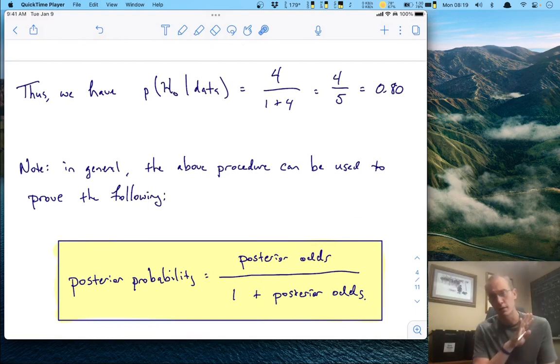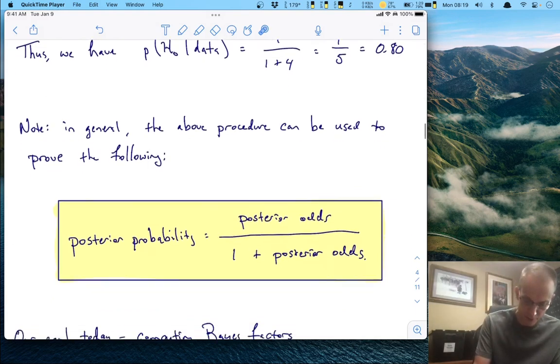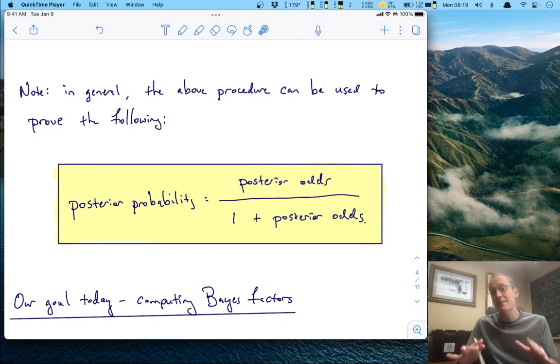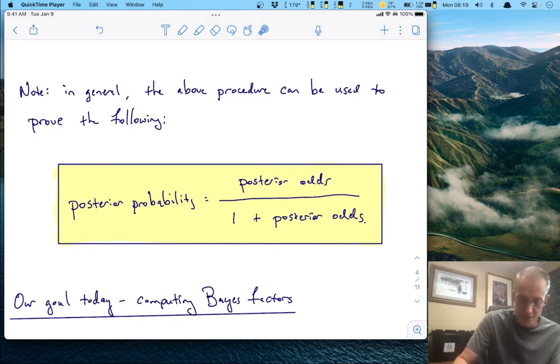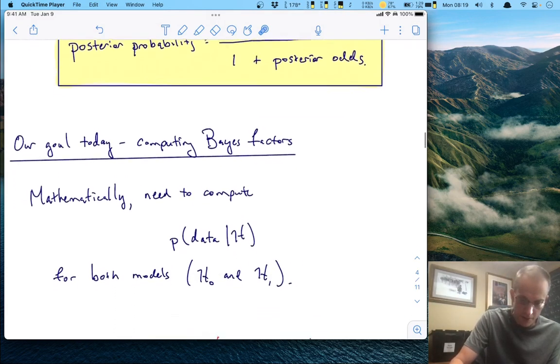So we'll use this a lot in this course this semester. So that's an aside. That's how you get from posterior odds to posterior probabilities. We'll come back and see that more, but our main goal today is to compute some Bayes factors. So how do we do that?